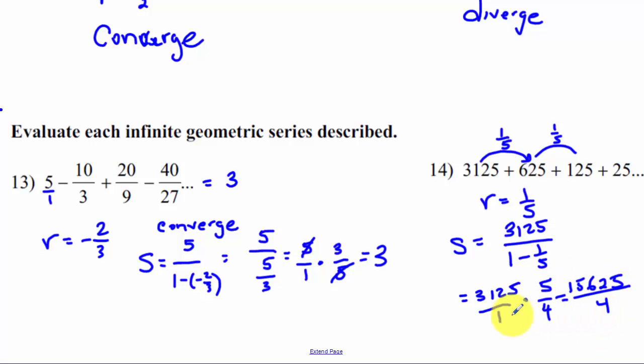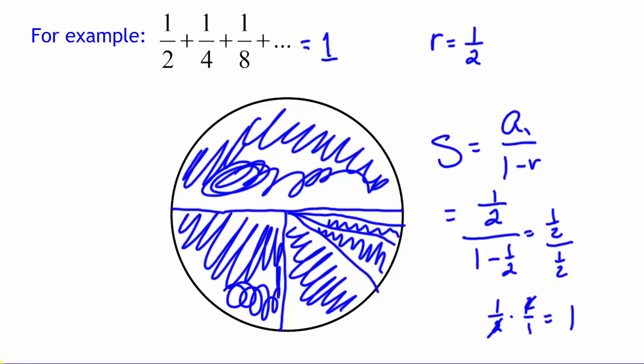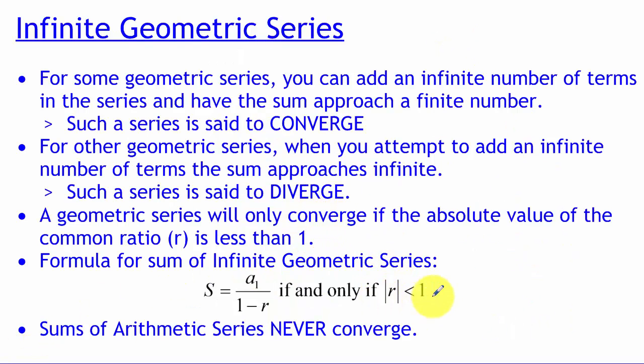So you can see infinite series are pretty easy. We just need to remember to verify that the absolute value of the common ratio is less than 1.